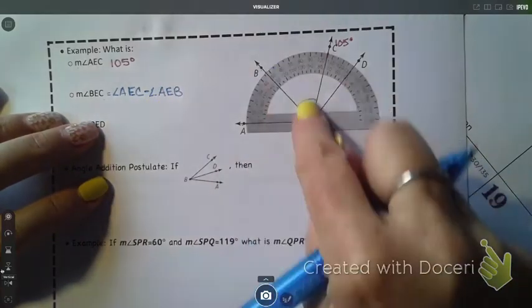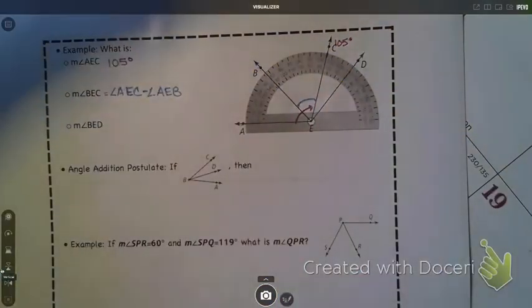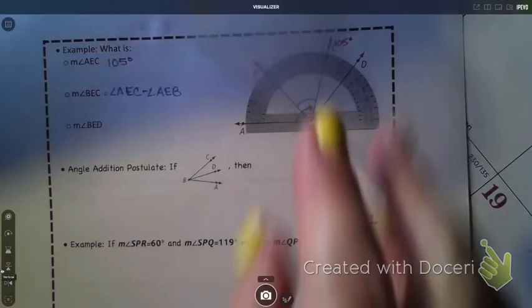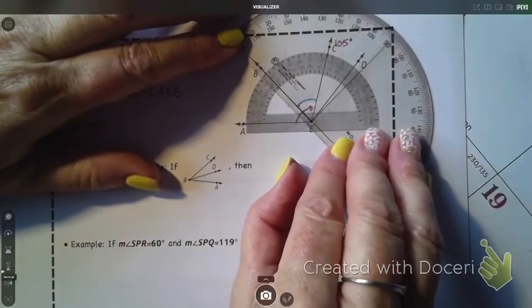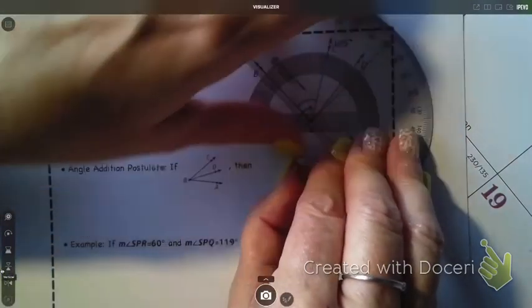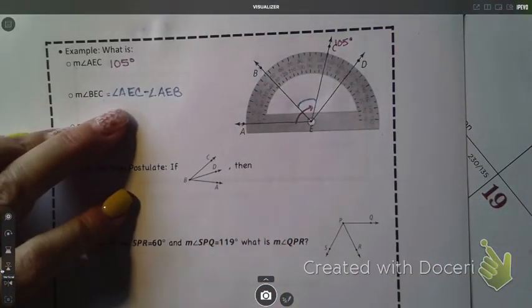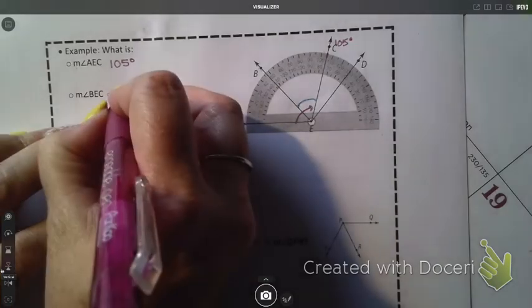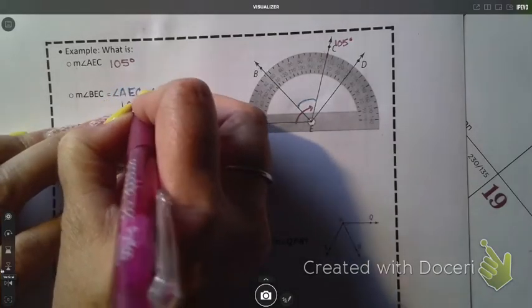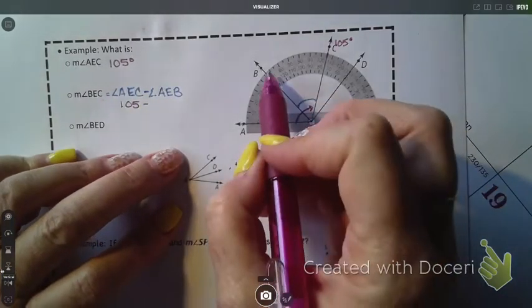Because this middle one is not... if I took my protractor and moved it like this, could I just measure what I needed? Yeah, but I can't do that because they gave it to me. Okay, so what was AEC? 105. And what is AEB?